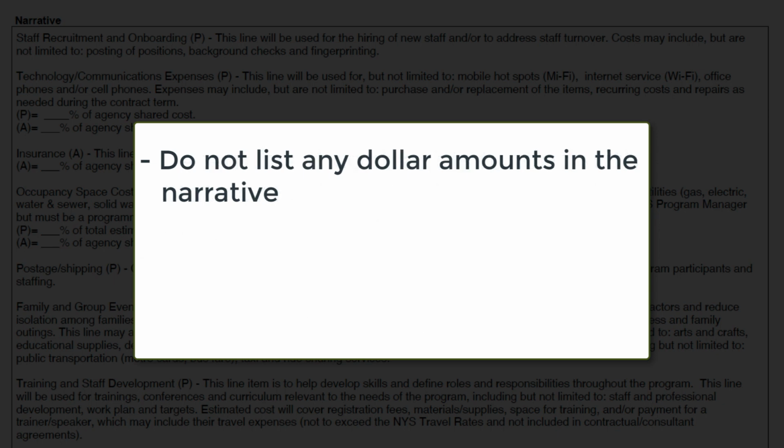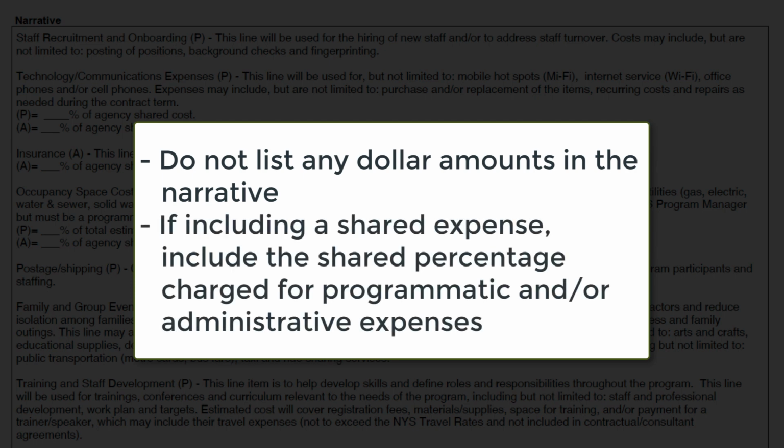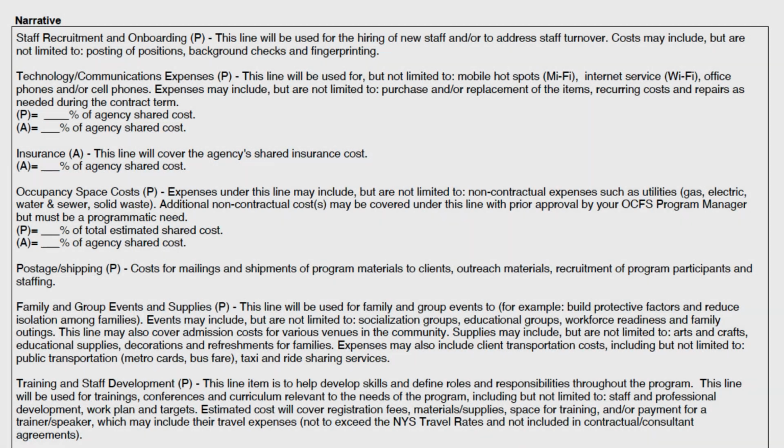Within the narrative, do not list any dollar amounts unless requested by OCFS, as dollar amounts typically belong only in the line item section. If your narrative includes a shared expense, you must include the shared percentage charged for programmatic and/or administrative expenses. Update the narrative examples that you intend to use with the purchases for your program that meet the dollar threshold.